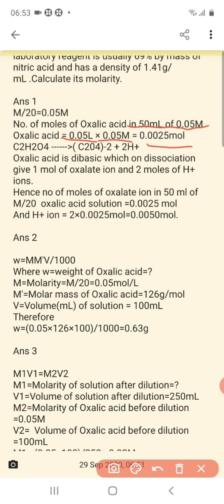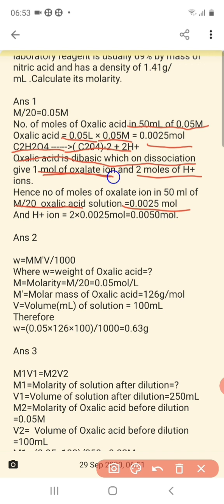Now we know that oxalic acid is a dibasic acid, so it will dissociate to form 1 mole of oxalate ion, C2O4 2-, plus 2 moles of H+ ion. Hence the number of moles of oxalate ion in 50 ml of M/20 oxalic acid will be equal to 0.0025 moles, because 1 mole of oxalic acid will on dissociation give 1 mole of oxalate ion.